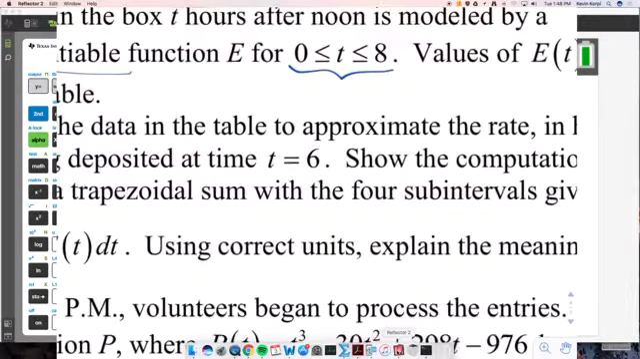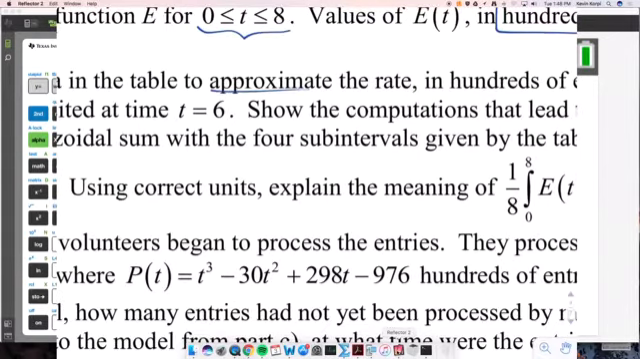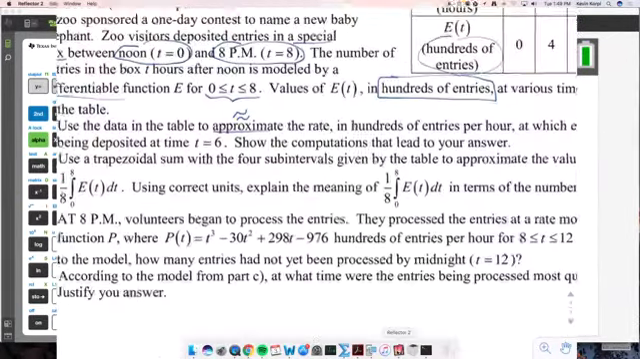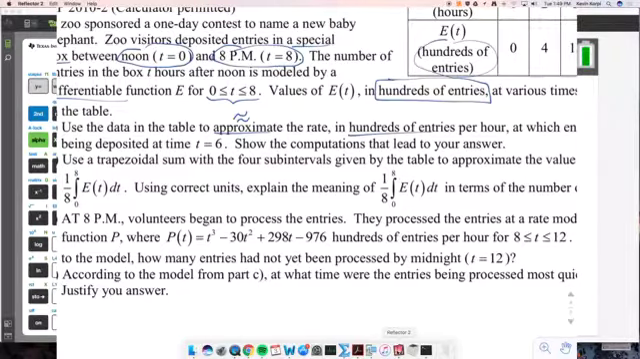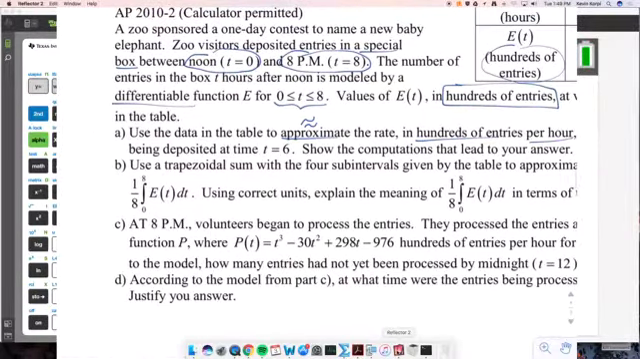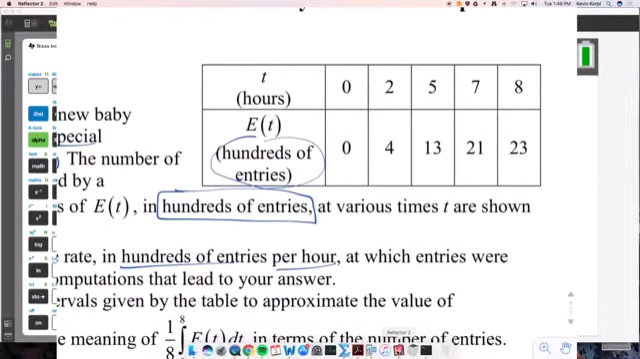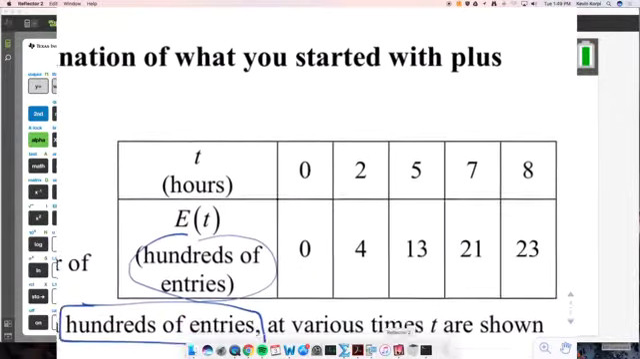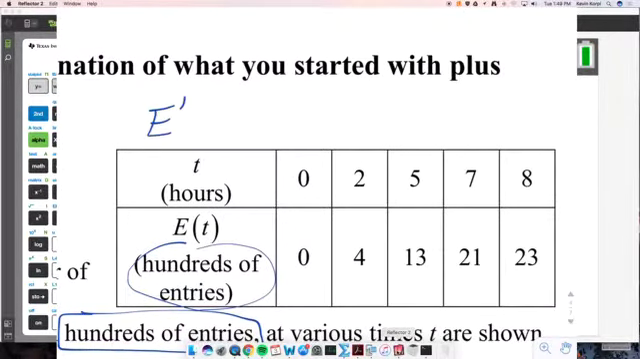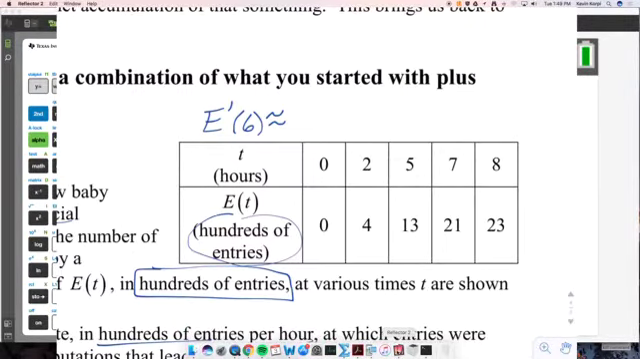Use the data in the table to approximate, so squiggle alert, the rate in hundreds of entries per hour at which entries are being deposited at t equals 6. Show the computations that lead to your answers. So we're trying to approximate an instantaneous rate of change. That is the derivative. We're trying to approximate E prime of 6. So we can't find the tangent line with a single point, so we have to do a secant line approximation with 2 points. So here's what you're going to say. E prime of 6, what comes next? Squiggles. And we've done this several times.